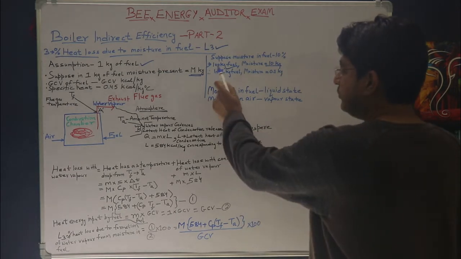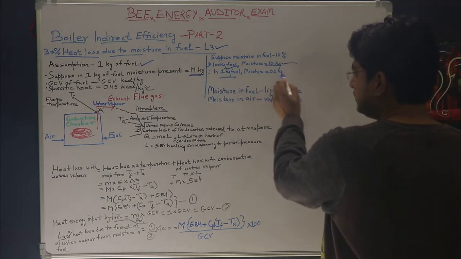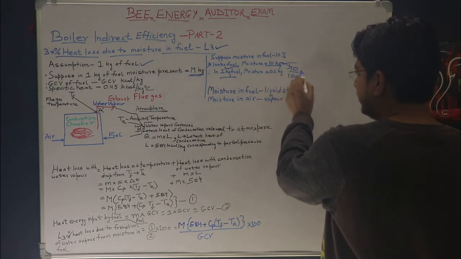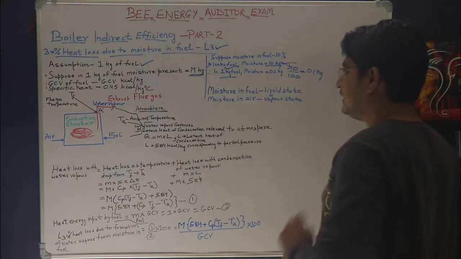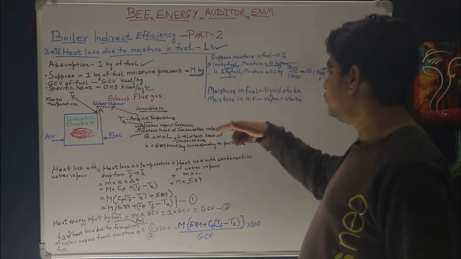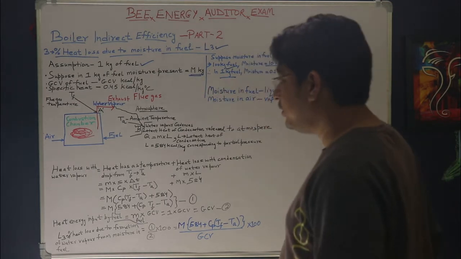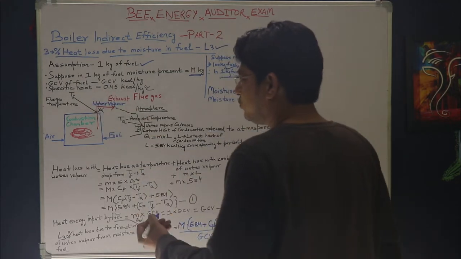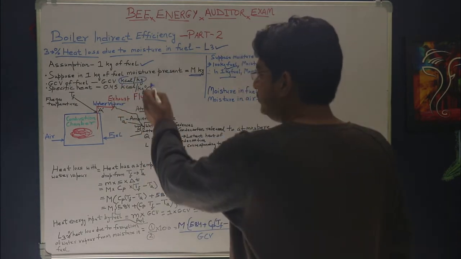So in 100 kg of fuel, moisture present is 10 kg. So in 1 kg of fuel, moisture present will be 10 divided by 100, and it will come as 0.1 kg. So you can calculate very easily using the unitary method that the amount of moisture present in 1 kg of fuel is 0.1 kg, and accordingly that will be the value of m. Now GCV of the fuel, that is gross calorific value, will generally be given in the question in the form of kilocalorie per kg. I will be assuming it as GCV.